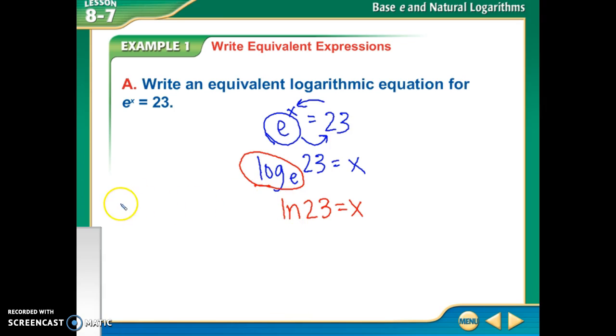And just like whenever I have a log, like log of 4, my base is 10 if there's nothing written there. For natural log, we don't have to write anything there because it's automatically assumed that that's an e. So it's natural log base e of 23 equals x.